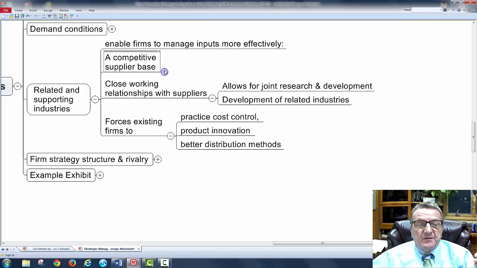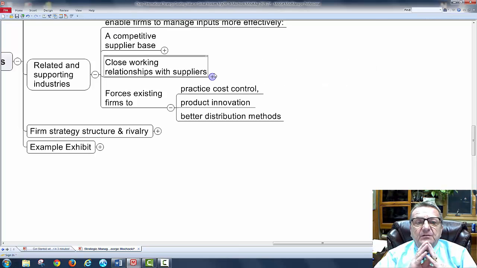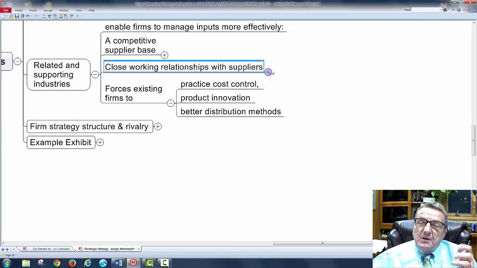Okay, and reduces manufacturing costs. Close relationship with suppliers allows for joint research and development of related industries. Remember, suppliers are just as involved in our process, or in your process, as you want to be involved with them. They have the input. They're the ones that come in with the raw material. They have a good understanding of their products or their services that we're buying from them.